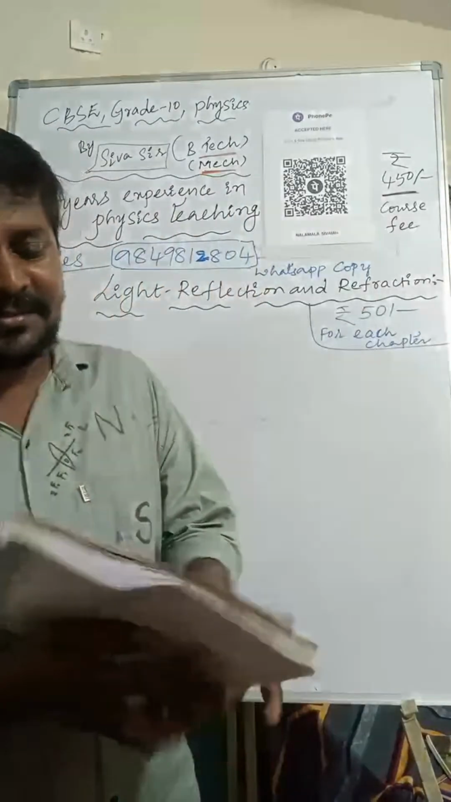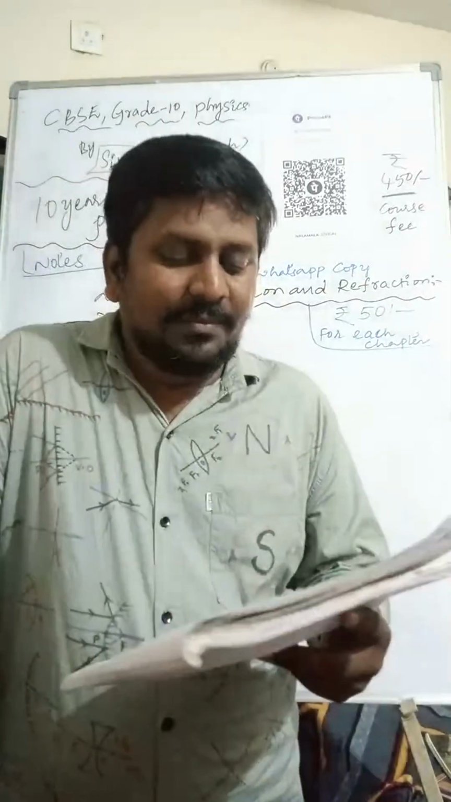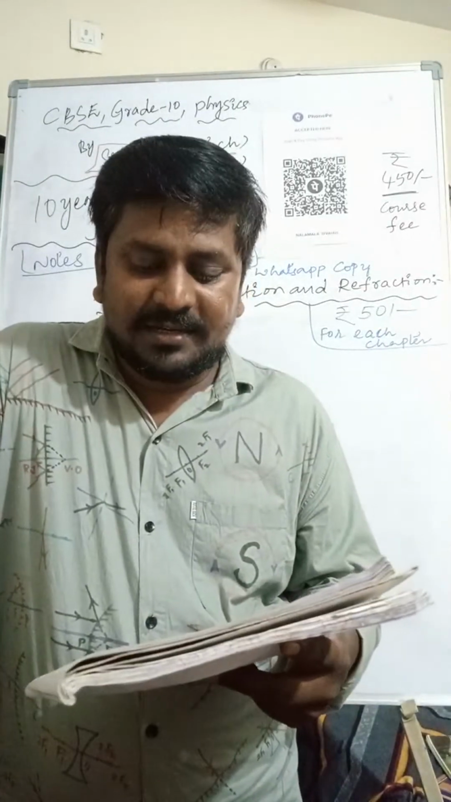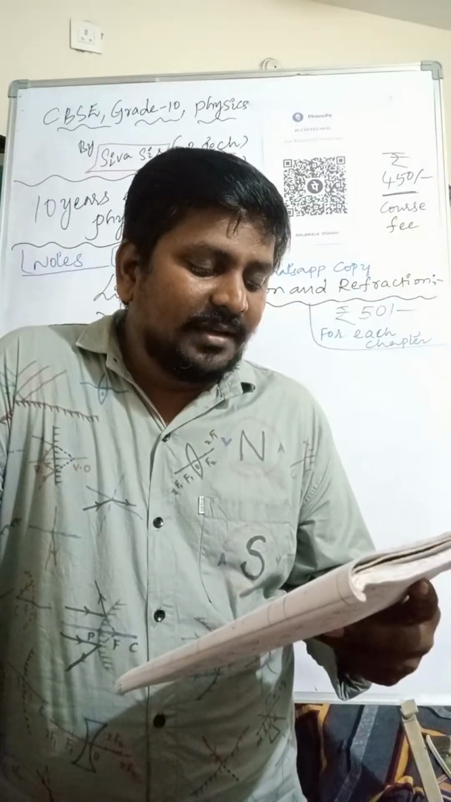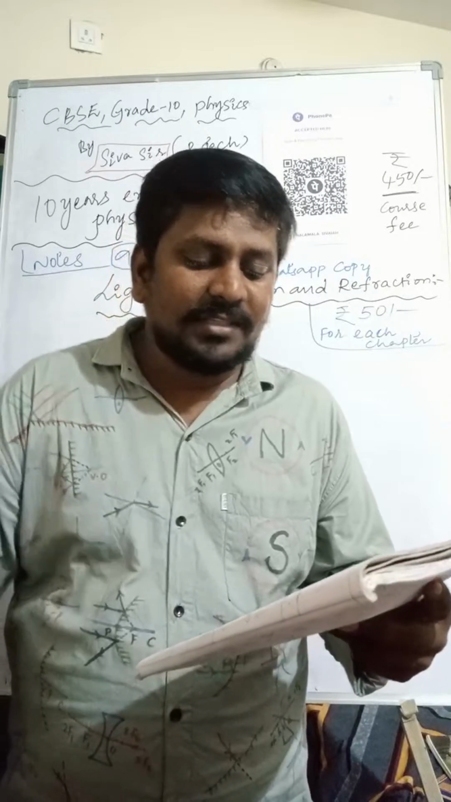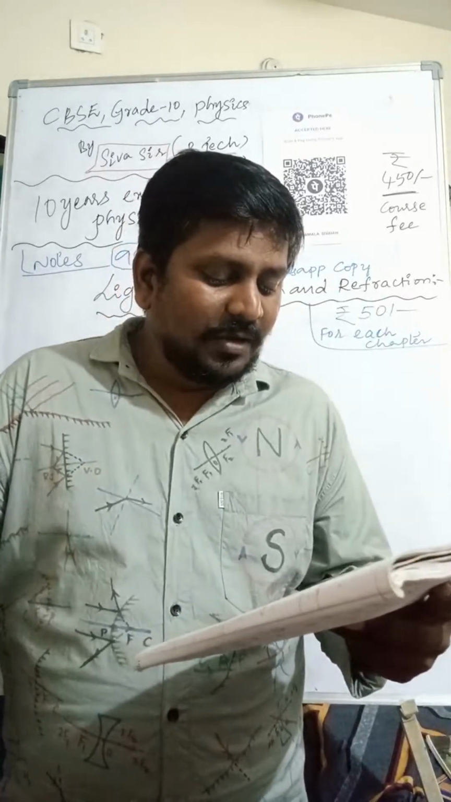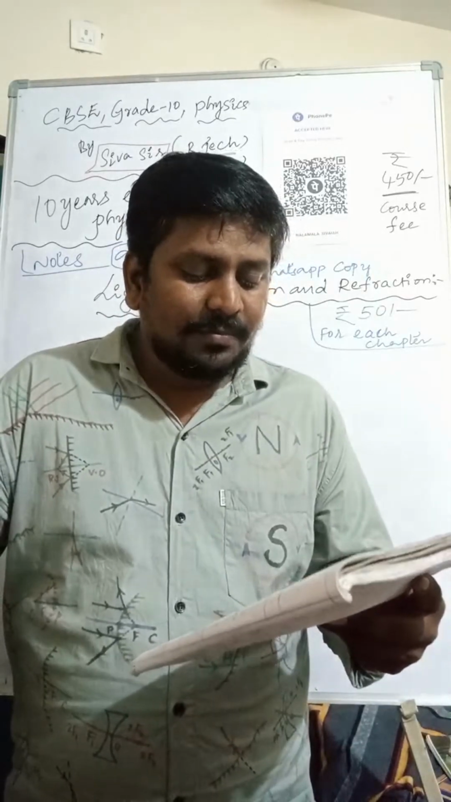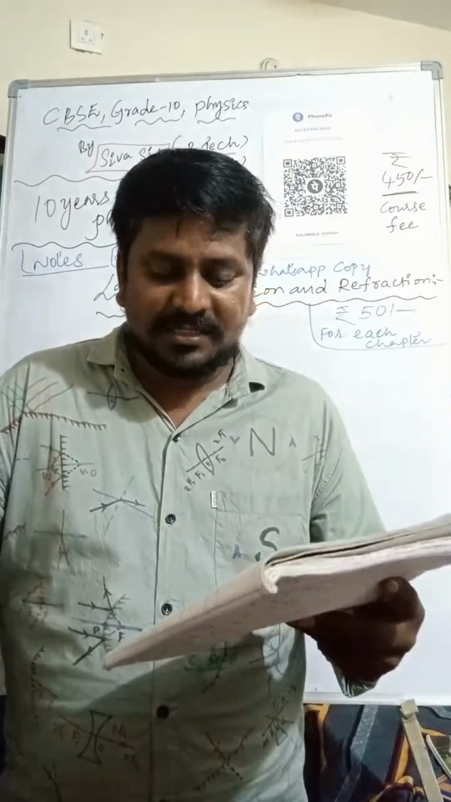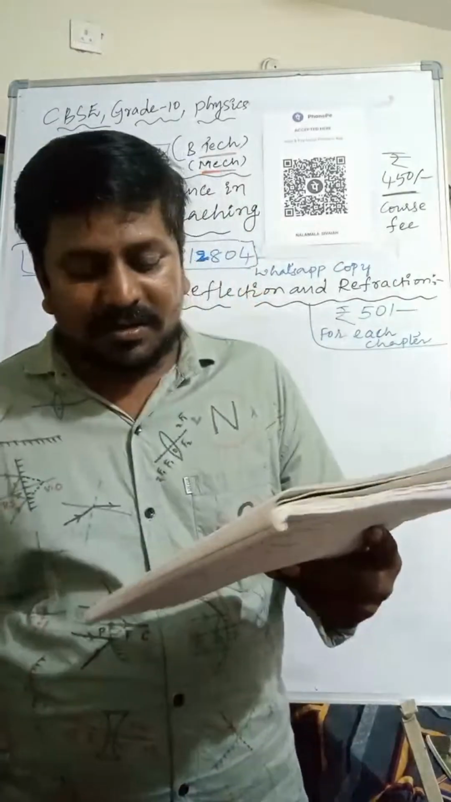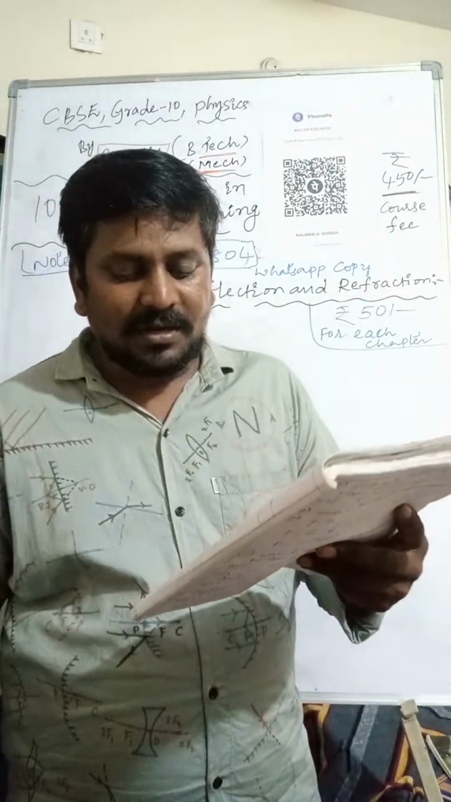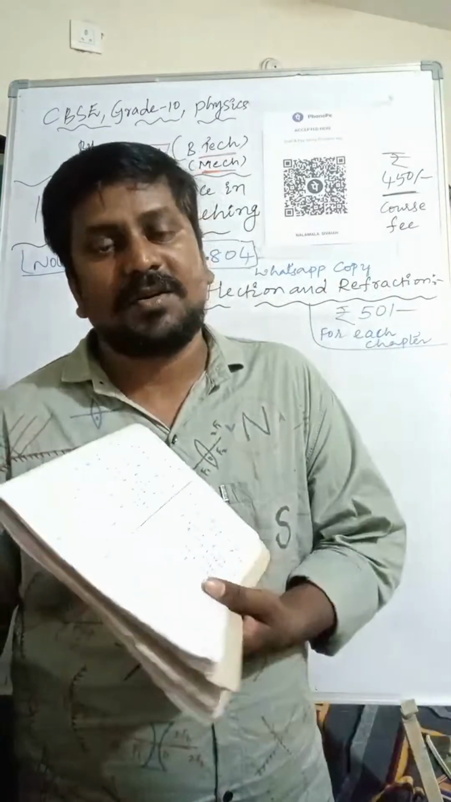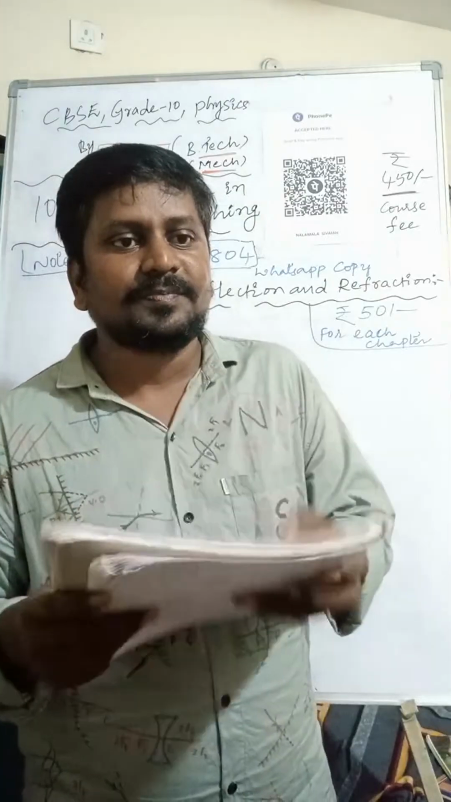Okay, come to the point. A real image can be obtained on the screen. A virtual image cannot be obtained on the screen. Real image is always inverted. Virtual image always erect. A real image is formed by only concave mirror and convex lens. Virtual image can be formed by concave, convex and plane mirror also, and convex lens also.